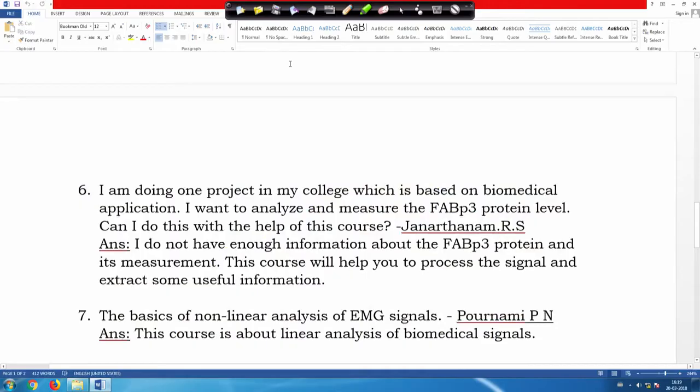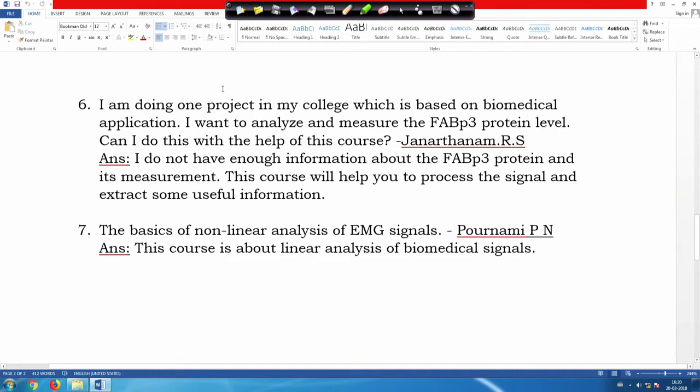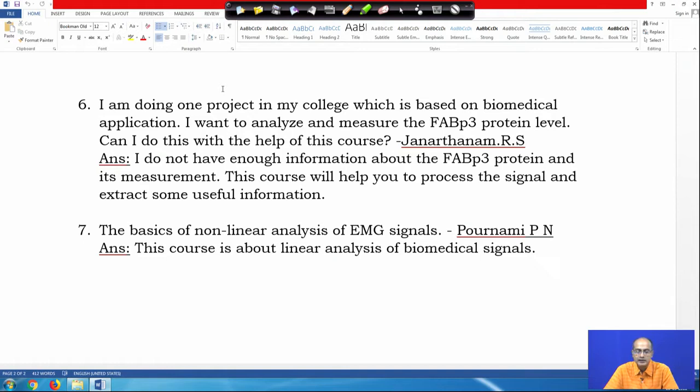Okay, we have some more questions already given in the Google sheet from JRS. I am doing one project in my college, which is based on biomedical application. I want to analyze and measure FABP3 protein level. Can I do this with the help of this course?